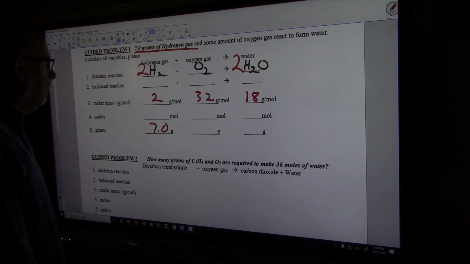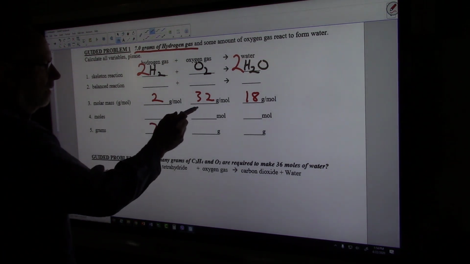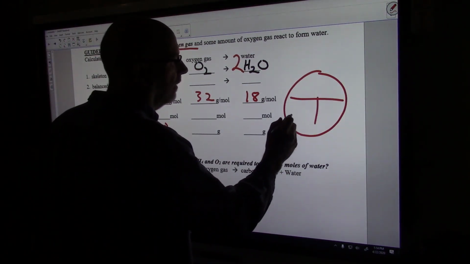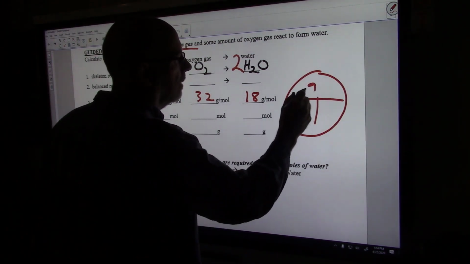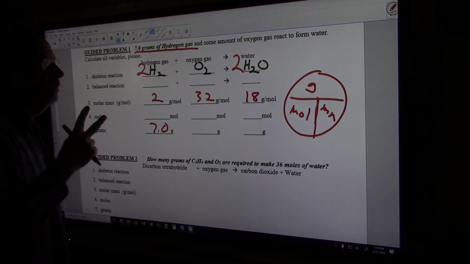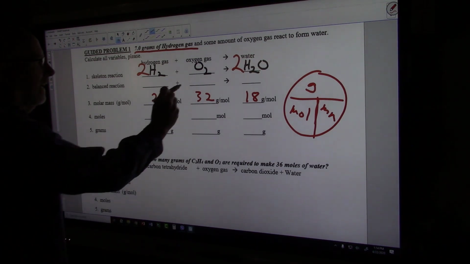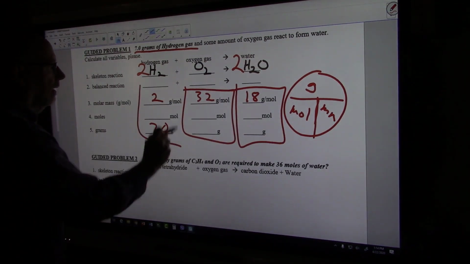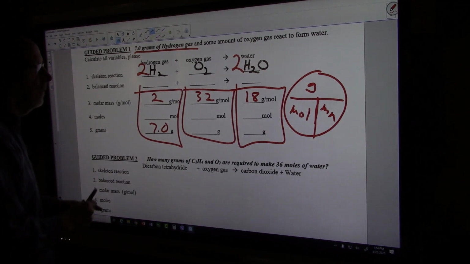So now, I can't calculate this because if I have 3 variables, moles, grams, molar mass, I need to know 2 of them before I can calculate that. So, can I calculate this? No. Can I calculate this? No. Can I calculate this? I've got 2 things. Yes, I can.